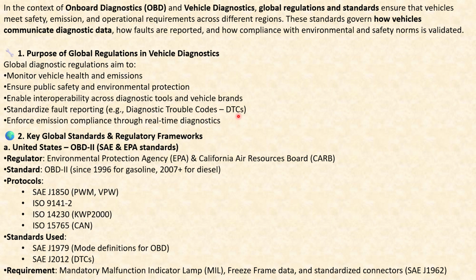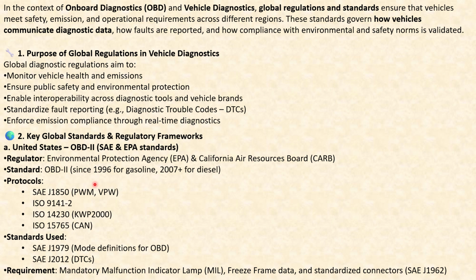All right. So, the key global standards and regulatory frameworks. What are these? When it comes to the United States, it is OBD2, SAE and EPA standards. First is the regulator. The regulator is the Environmental Protection Agency and the California Air Resources Board. Now when it comes to the standard, OBD2 since 1996 for gasoline, and 2007 onward for diesel.